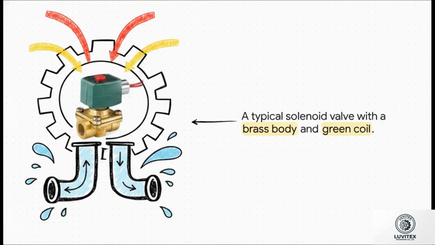Now, what's really interesting here is this stark contrast in the hardware. If you look at the bottom, you've got that heavy-duty brass body with threaded pipe connections. That's the fluid plumbing part. But bolted right on top of it is that green plastic encased box with the red wires. That right there is the electrical brain, the coil.